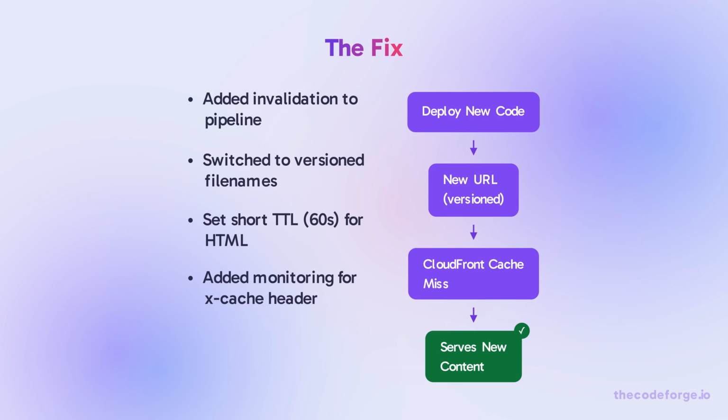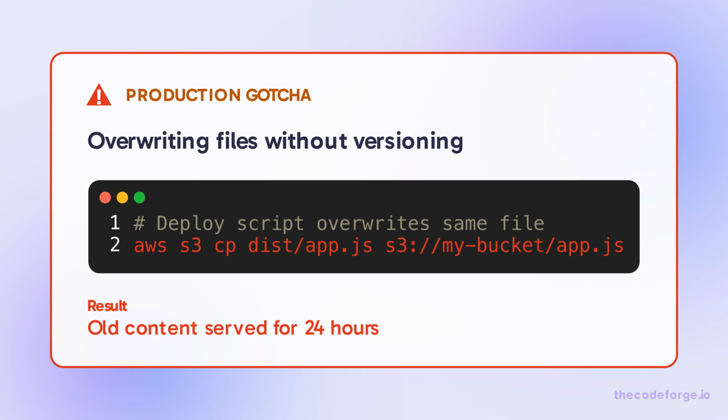The fix: add an invalidation step in the deployment pipeline for the changed paths and switch to versioned file names like app.abc123.js. Set short TTL for HTML files that reference versioned assets. This is the exact mistake from the incident. By overwriting the same file, the URL stays the same, so CloudFront continues serving the old cached version. Always use versioned file names.